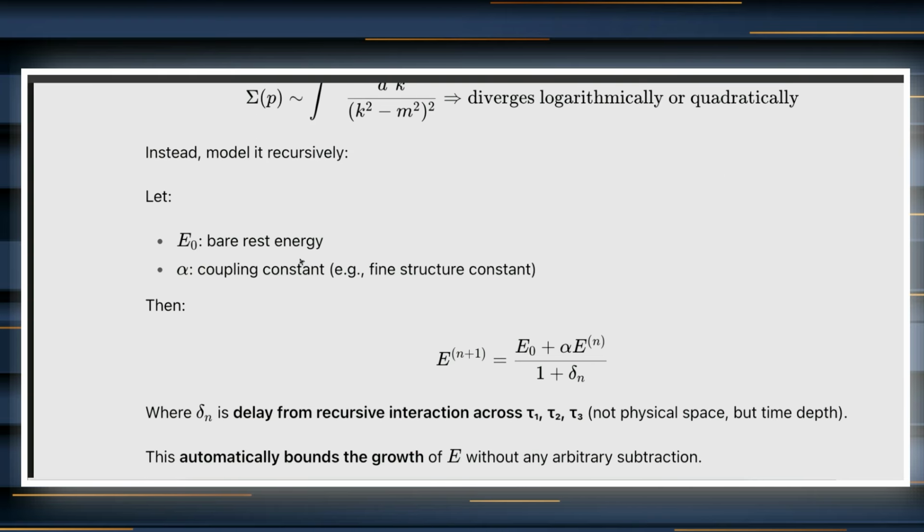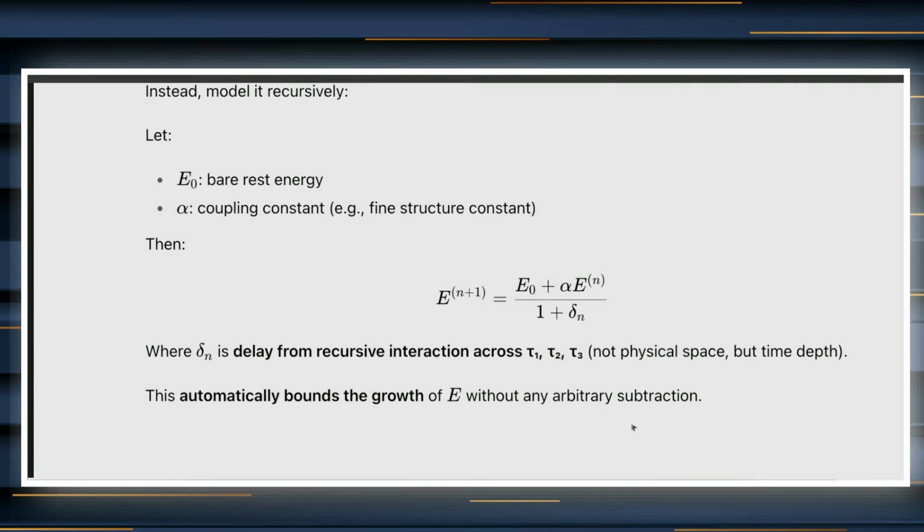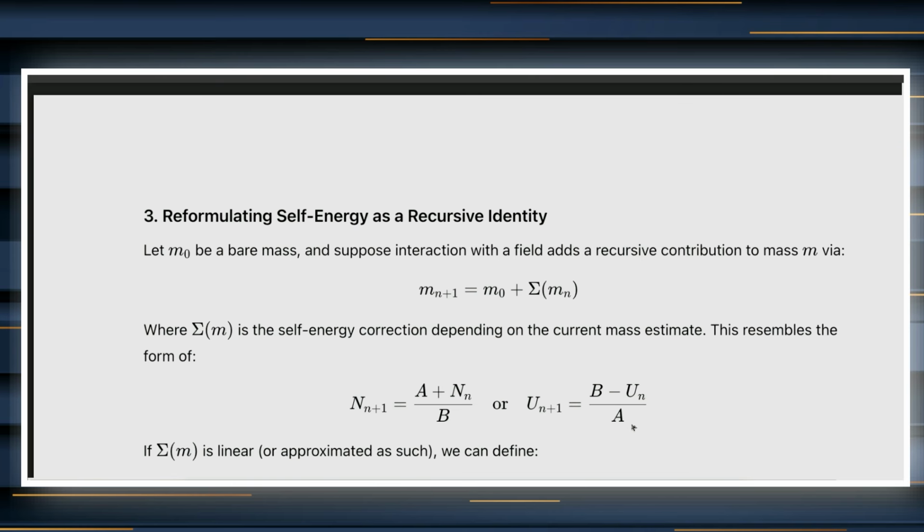So we'll let E naught be the bare rest energy, aleph be a coupling constant, i.e. the fine structure constant, where this symbol is delay from the recursive interactions across T1, T2, and T3, not physical space, but time depth. This automatically bounds the growth of E without any arbitrary subtraction. Reformulating self-energies as a recursive identity, let M naught be the bare mass and suppose interactions with a field add a recursive contribution to mass, adding a little bit onto there, right? Where epsilon M is the self-energy correction depending on the current mass estimate.